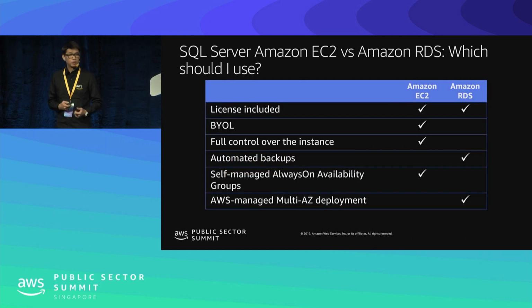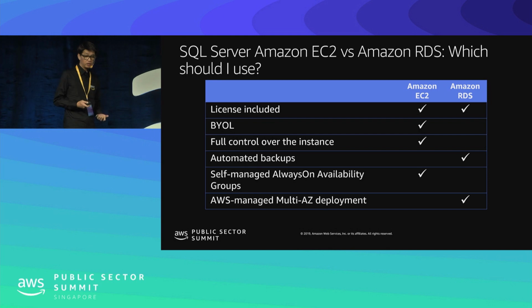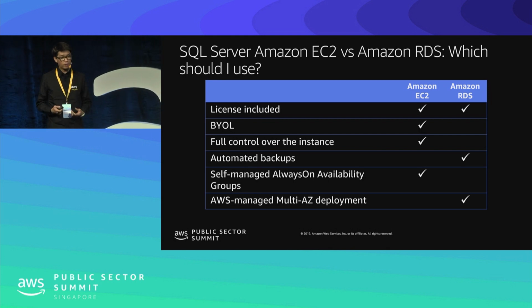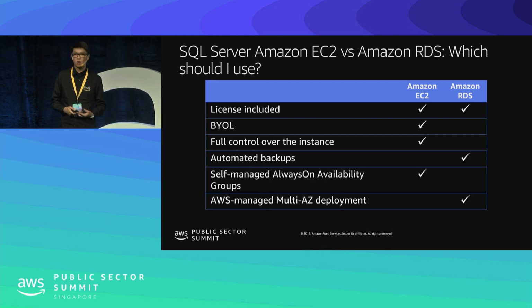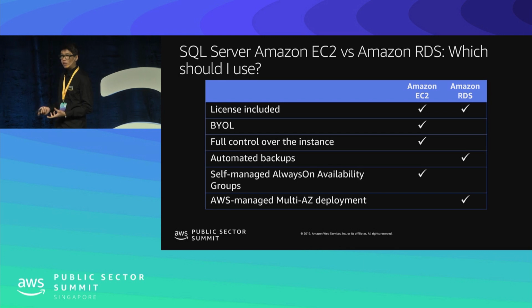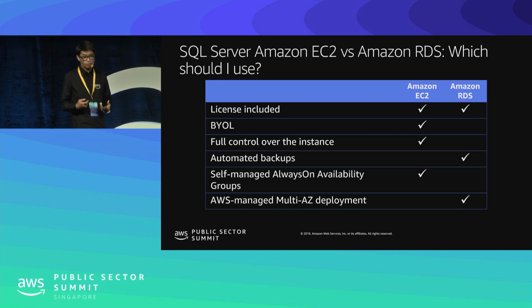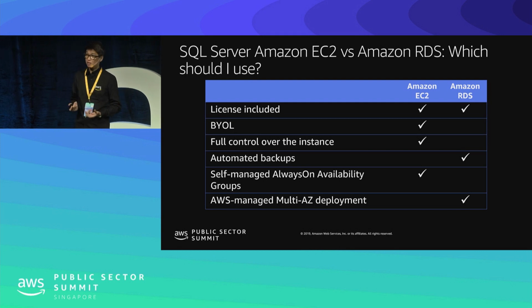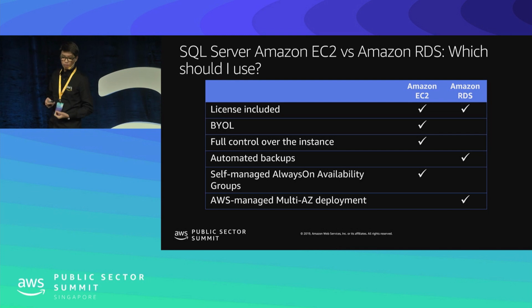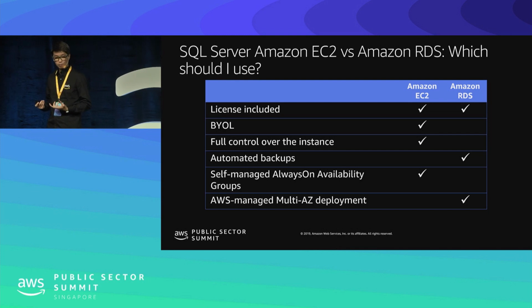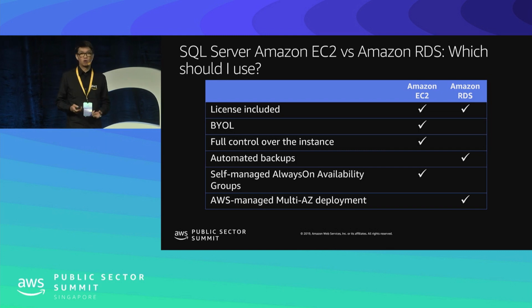So what's the difference between these 2? As you can see, on Amazon EC2, the license is included, or you can bring your own license. There are 2 options here. You have full control over the instance. You can have access to the OS level data. You have to manage your own AZ in terms of having the SQL Server Always On across the 2 AZs. But of course, with RDS, everything is included. You have automated backups. You can deploy multi-AZ automatically.